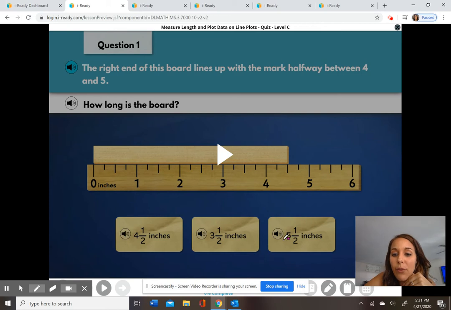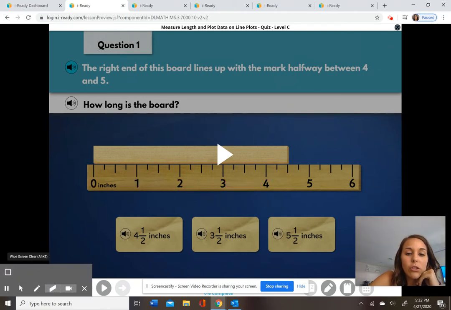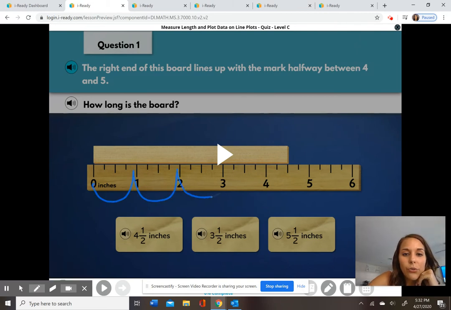So remember, if you have a big number in front, those are wholes. So in this case, have we traveled 4 wholes and then halfway to 5? In this case, we have. But the other options, let's check those. 3.5 is option number 2. So if I traveled 3.5, I would end 1, 2, 3 wholes, and then I would go halfway to the number 4. 3.5 would leave me there, which is not right in this case.